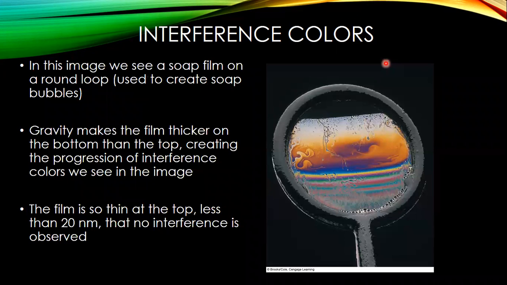Again, there's our soap bubble. Gravity is making it thicker at the bottom, thinner at the top. All colors being reflected. Red being preferentially reflected, blue being preferentially reflected, and then other interference colors down here.